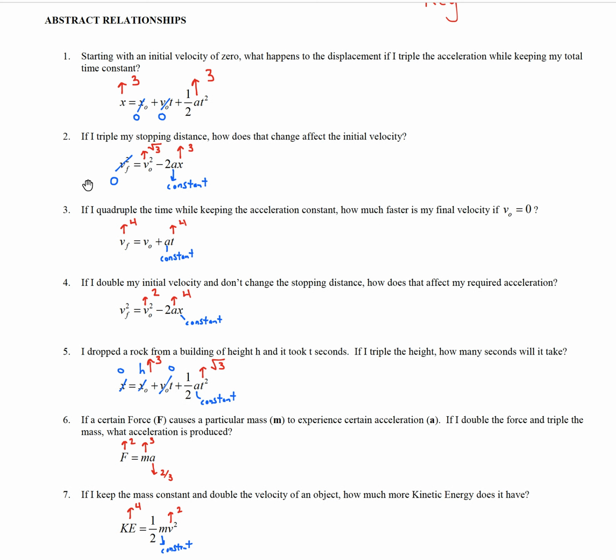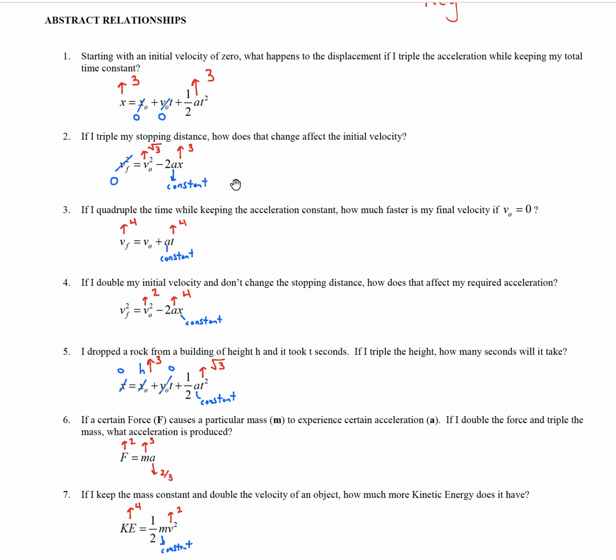All right, this one's different. If I triple my stopping distance, how does that affect the initial velocity? So in both cases, I want to stop, so in both cases, I want the final velocity to be 0. In both cases, I'm not changing my acceleration rate. So I'm driving the same car, okay? And I'm tripling the distance I have to stop. So instead of trying to stop in 100 meters, I get 300 meters to stop.